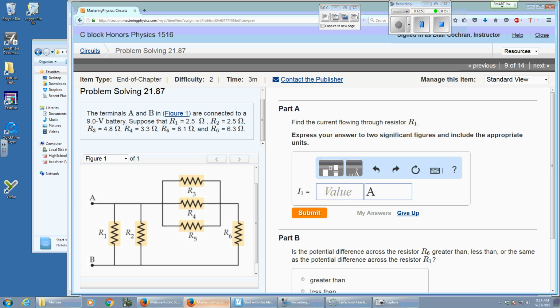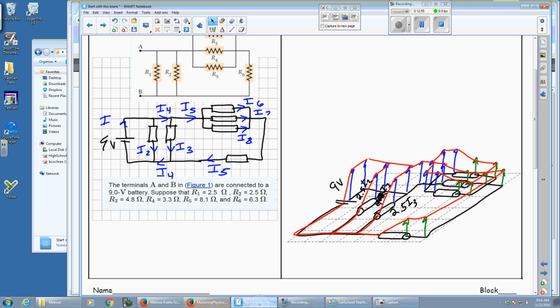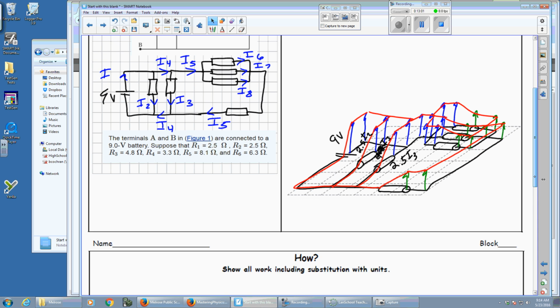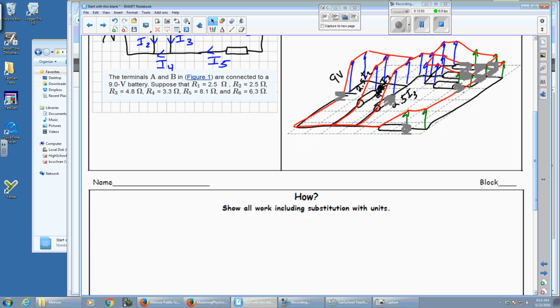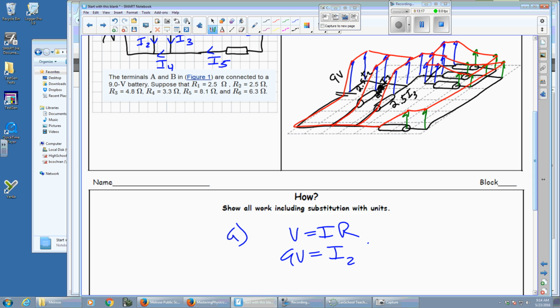Find the current flowing through resistor 1. So I could find all my currents, but resistor 1 for me has I2 in it. And looking at my plot, doing part A, I know the voltage across resistor 1 is 9 volts, so I can just use V equals IR. I've got 9 volts equals I2 times 2.5 ohms. And I'm done.